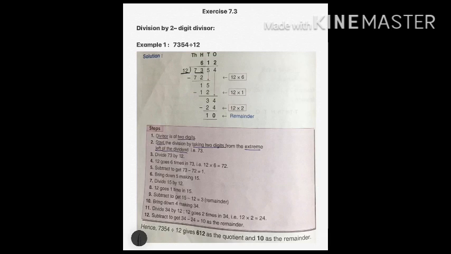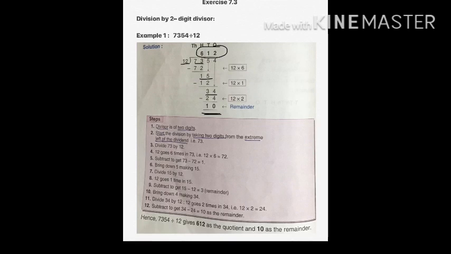I'll bring down 5 and this will now become 15. Now check 15 in the table of 12. Again it will go 1 time 12, because 2 times will be a bigger number, so I will go with 1 time only. So here I'll get 3, bring down 4, it will become 34. Now again we'll check it in the table of 12. So 12 2s are 24, because 3s are 36, which is a bigger number. So I'll go with 2s are 24. So here the remainder is 10 and the quotient is 612. So this way you can do a 2-digit divisor.